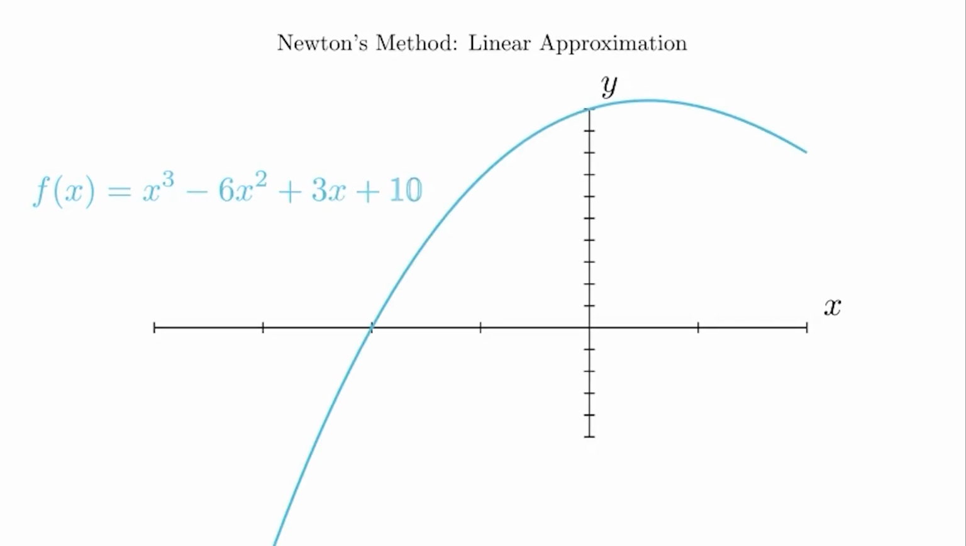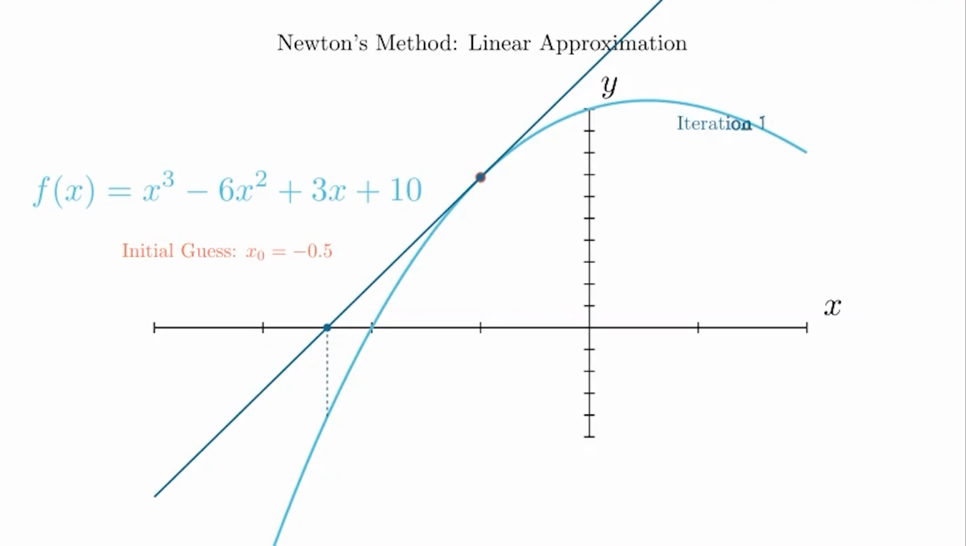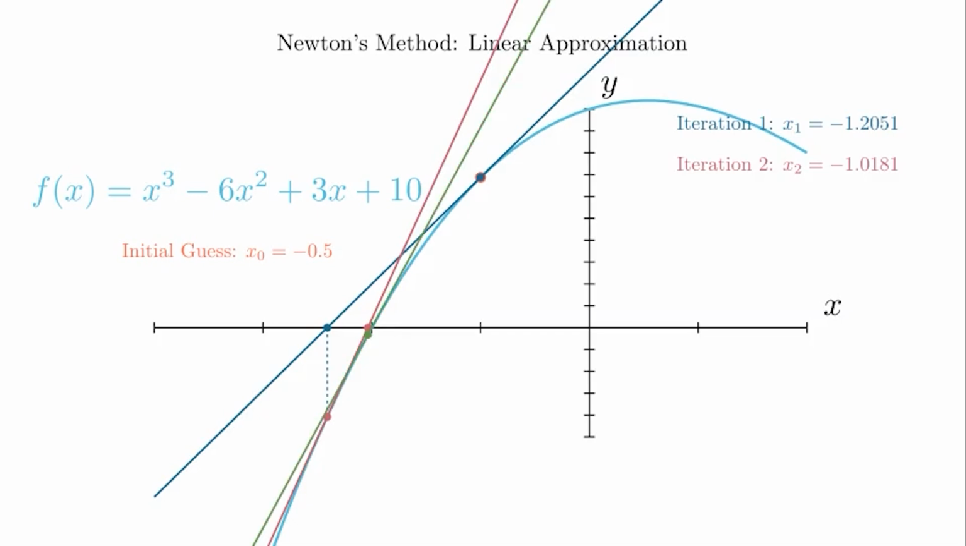Now for the second example, we take a cubic function. Here the cubic function with the initial guess x0 equal to negative 0.5 is taken. We draw a tangent to it and it cuts the x-axis at minus 1.2051. Now we go to the corresponding point on the function, draw a tangent again, and now it cuts at negative 1.01. We repeat this process two more times until we converge to negative 1, which is the root of this function.